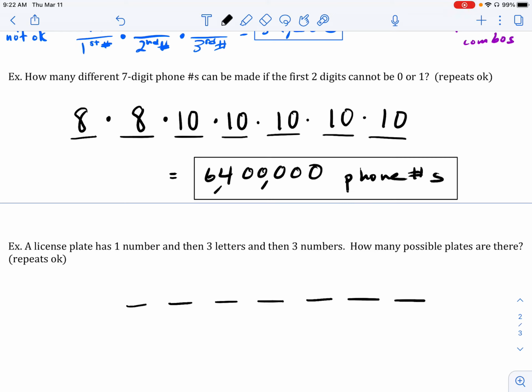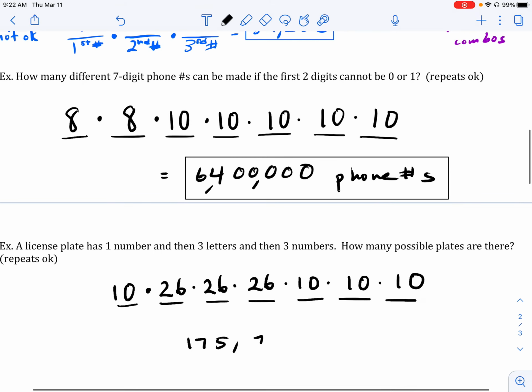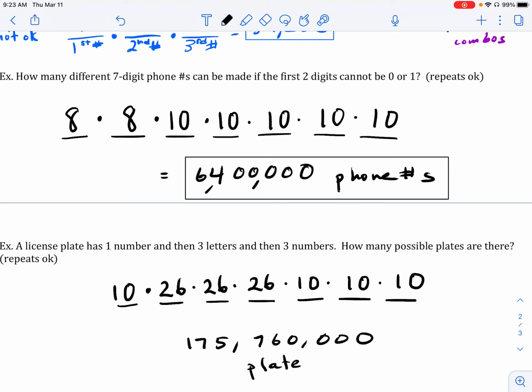Well, in the first spot, if you can have a number, then from the previous problem, that means we have 10 different possibilities there. Now, if I'm going to choose a letter, how many letters are in the alphabet? Hopefully you know that. That's 26. That means in the next spot, since we can use the same letter again, we write 26 again, and then 26 again. And in the final 3 spots, since we're back to numbers, we write 10 times 10 times 10. So multiply all those together, you get 175,760,000 possible plates. And we'll go ahead and box that.